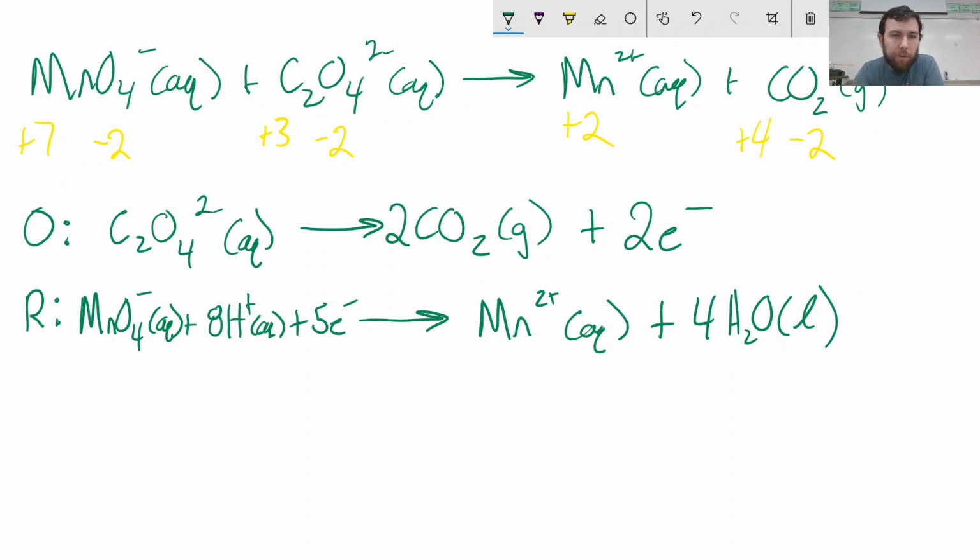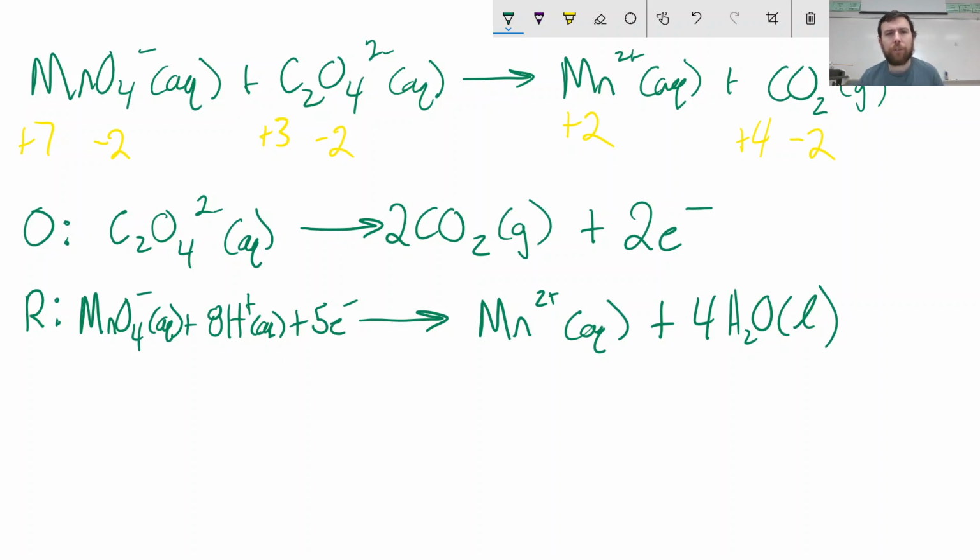Now, it should make sense. We want the electrons to be on the reactant side because this is a reduction reaction. Manganese is going to gain those 5 electrons, and it's going to be converted into that manganese 2 plus ion. All right. And so when we look at it from that perspective, our reduction half reaction has now been balanced.